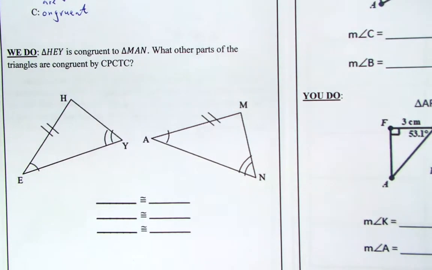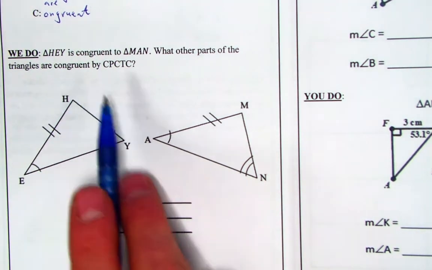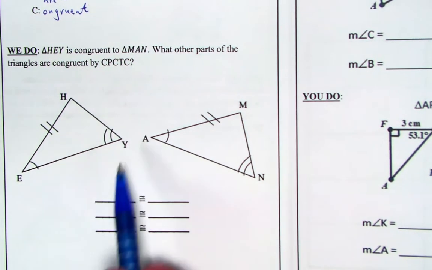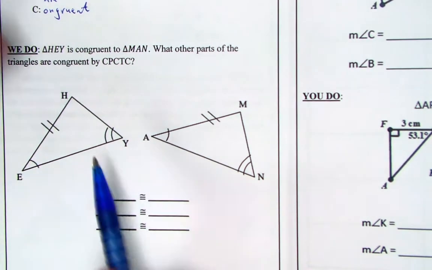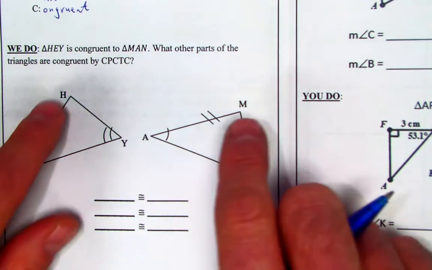All right, so an example, it's just basic, but just an idea. Triangle HEY is congruent to triangle MAN. What other parts of the triangle are congruent because of CPCTC? Well, we're given 3 out of the 6, right? There's 3 angles, 3 sides. So we're given 2 angles and a side. Well, if these 2 triangles are congruent, then all their corresponding parts must also be congruent.